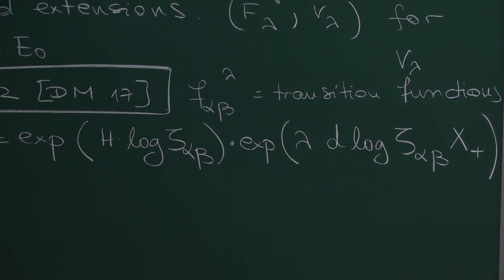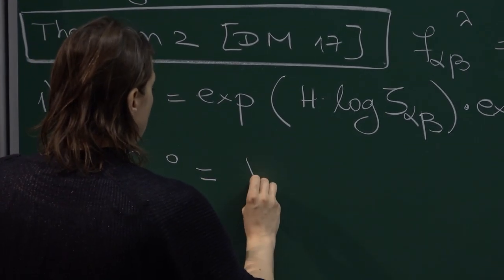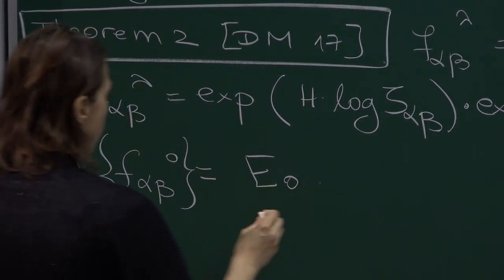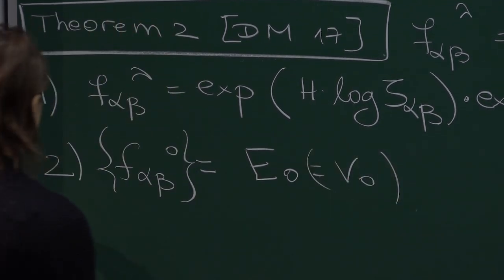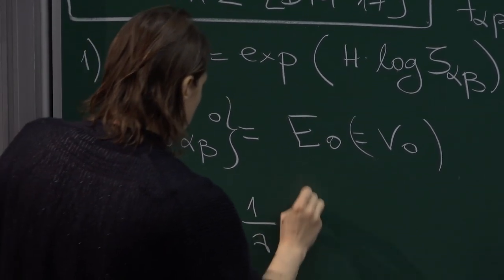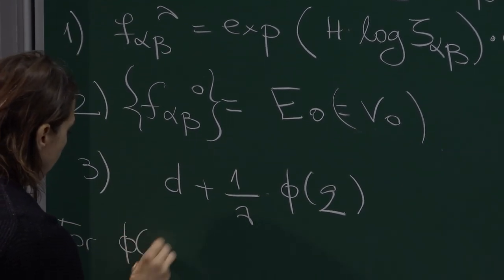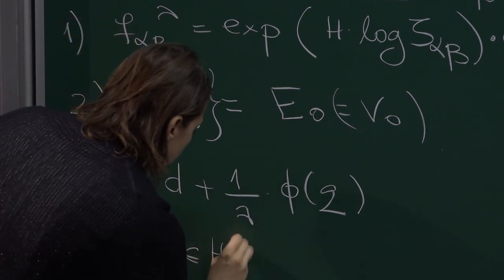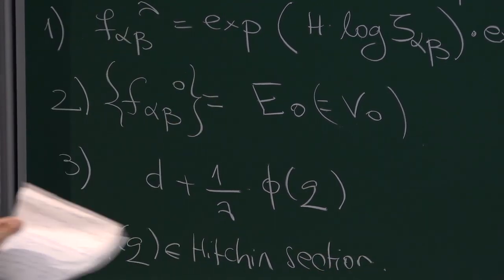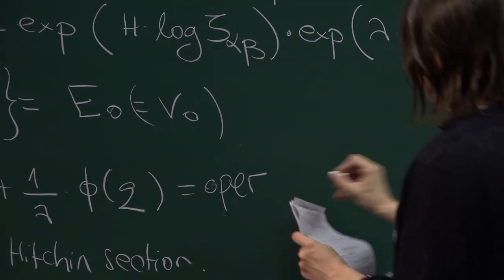And the second part of the statement says that at zero, you just get back, this will make the transition function for E zero. That is also my notation of E zero. And finally, that d plus 1 over lambda times the Higgs field, if I start with any element on the Hitchin section, then this is an upper triangular form on the V lambda.